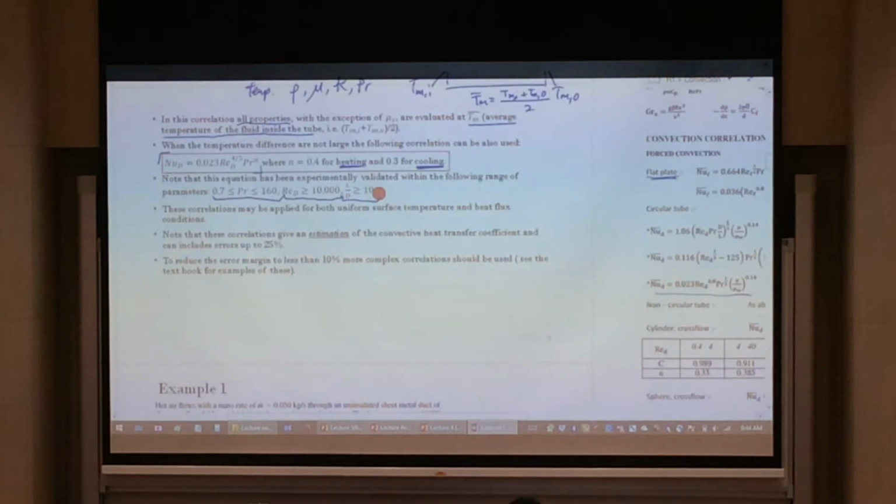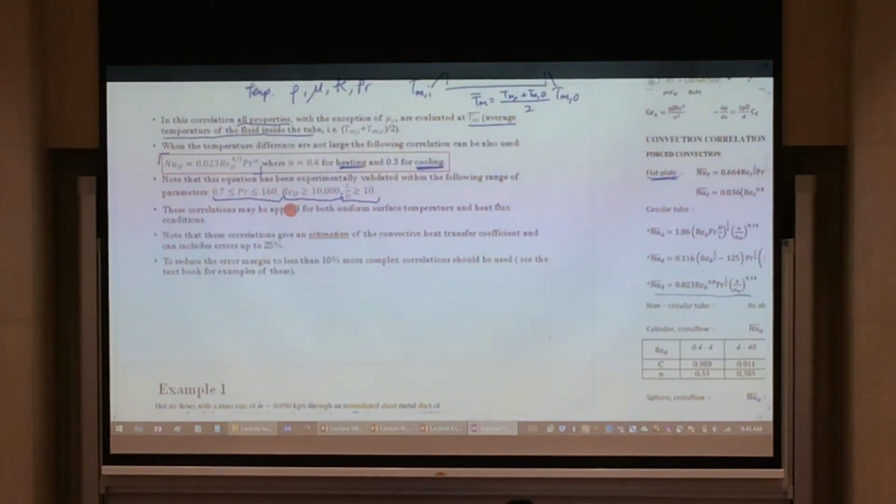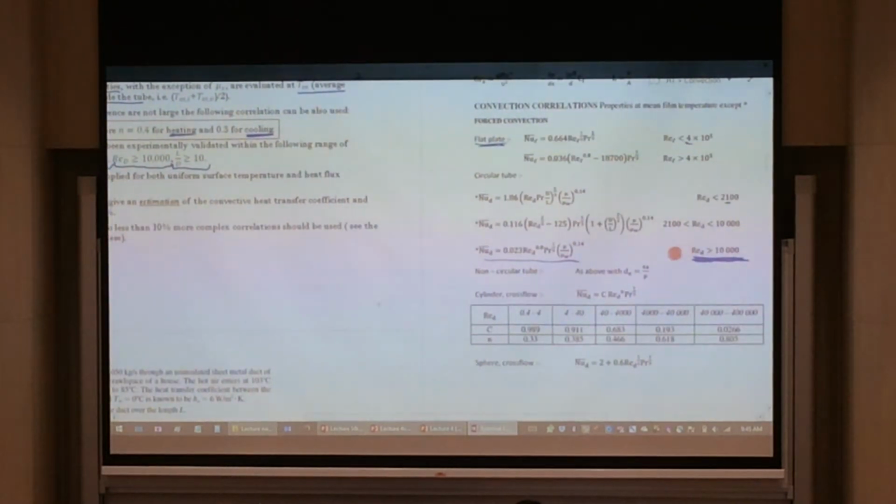And there's another condition about the length of the tube or the pipe, that it will be 10 times more than the diameter. So these are additional conditions. It's not reflected over here. So different textbooks again emphasize different things.